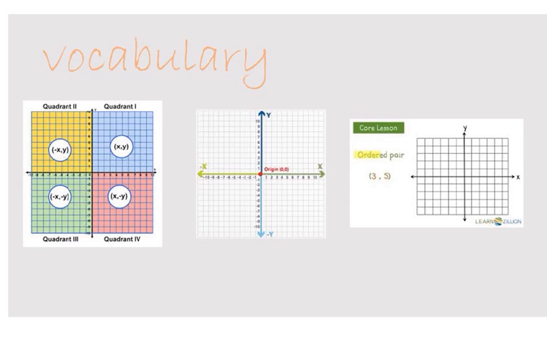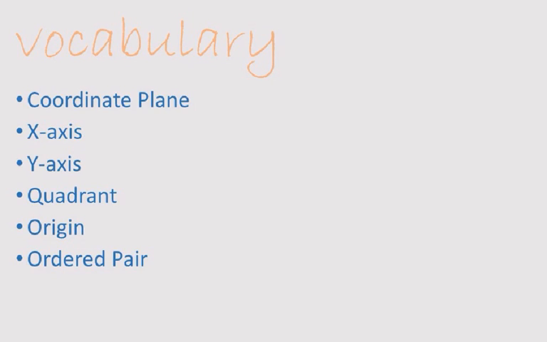And as well, let's talk about ordered pairs. This is an ordered pair here where you have it written in parentheses, and the X and the Y are separated by the comma. So all of these are your vocabulary words. I have them listed on the next slide here. We have the coordinate plane, the x-axis, y-axis, quadrants, origin, and ordered pairs.